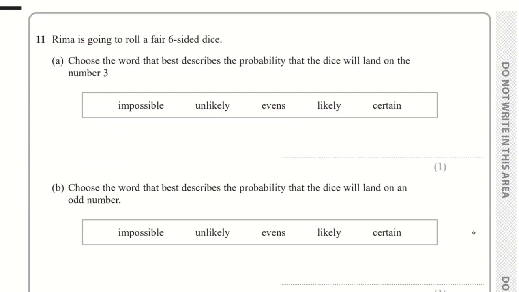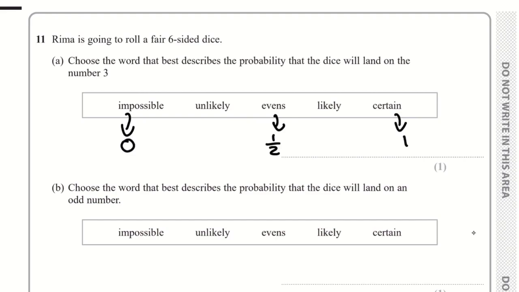Number 11 says, Rima is going to roll a fair 6-sided dice. Choose the word that best describes the probability that the dice will land on the number 3. We have impossible, unlikely, evens, likely, certain. Now for certain, the probability is 1. For impossible, the probability is 0. It can never happen. For even, you have a half chance, which is 1 over 2. Unlikely has to be less than 1 over 2, but more than 0. Likely has to be more than 1 over 2, but less than 1.